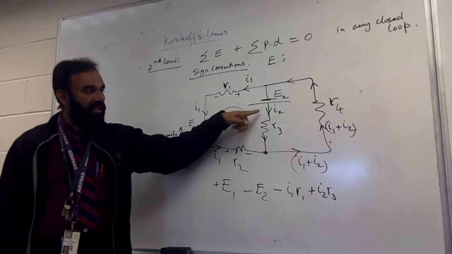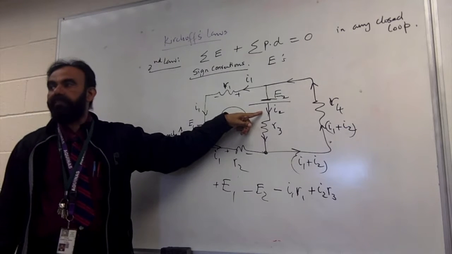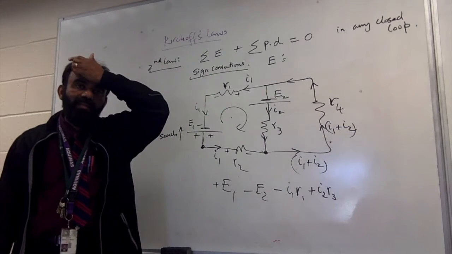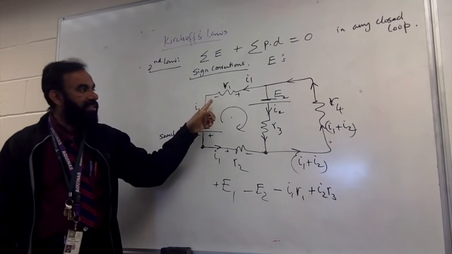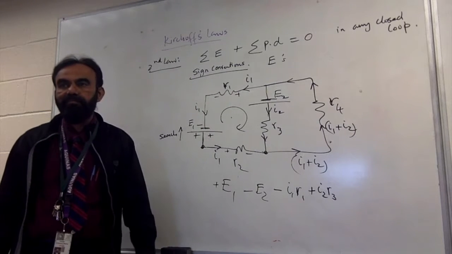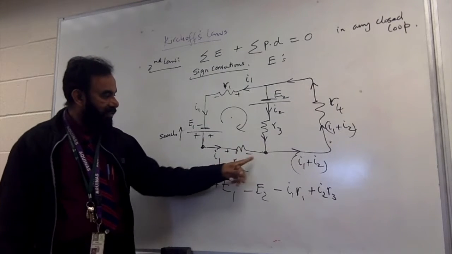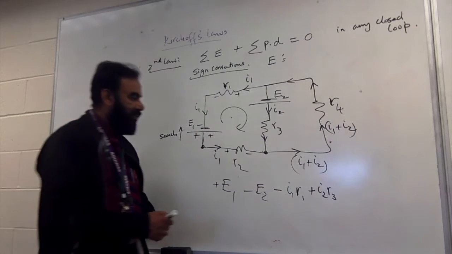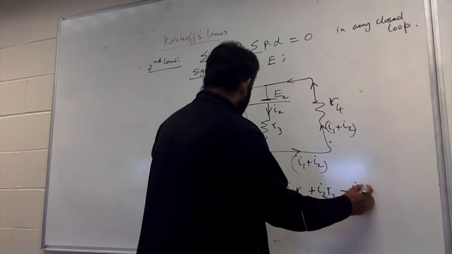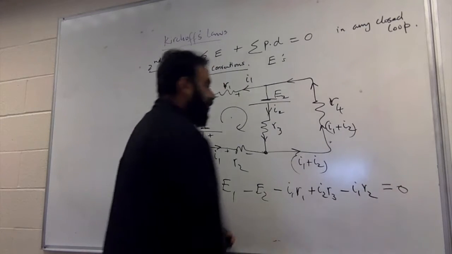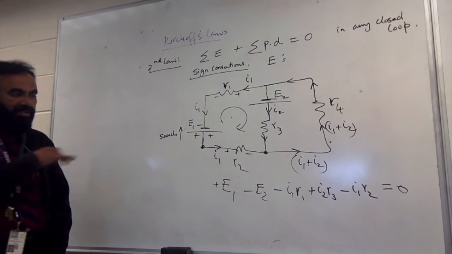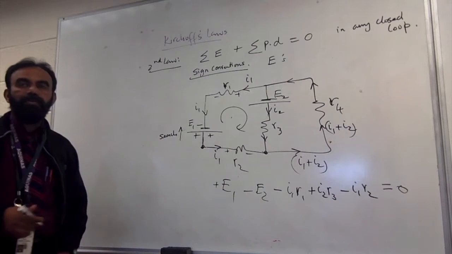Why plus? Because my search direction and the current direction are together. So if you're searching along the current, it's going to be positive. If you're searching against the current, it's negative. Keep that rule. And once you come here, this is going to be against the current, so it's minus I1 R2, and then equal to 0 because you reach the starting point. So this is how you set up equations for each loop.